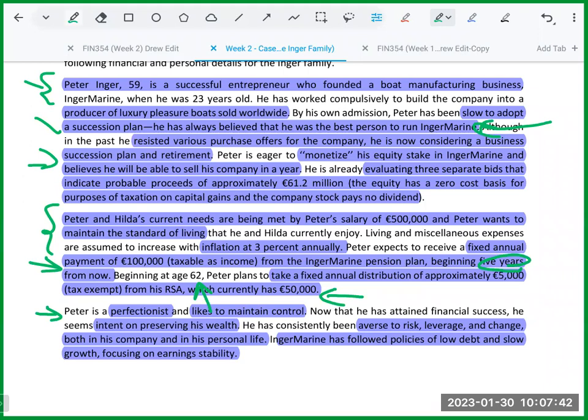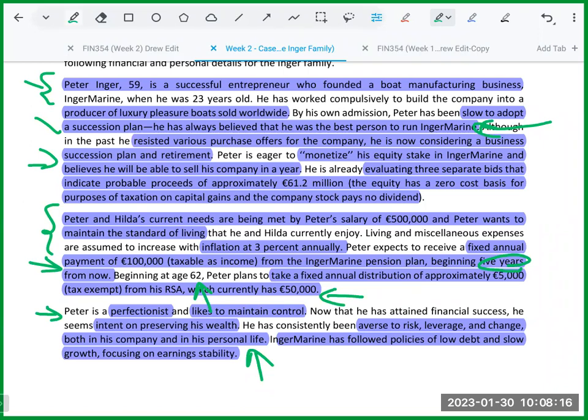He has consistently been adverse to risk and leverage and change, both in his company and personal life. So we immediately know that he might be very conservative. He might have some loss aversion, right? He feels the pain of loss more than the benefit of gain. So you want something more conservative for him if you are recommending, let's say, a type of investment. So you want to do more bonds than equity, let's say.